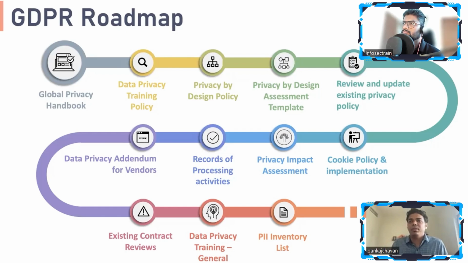After policy making, the next step would be to design certain templates. These templates generally will help you to know more about the business. There can be many templates. There can be a records of processing activity template. There can be a privacy impact assessment template. There can be a transfer impact assessment template, for when you have to transfer data from one jurisdiction to another. So these are the kind of templates you build.